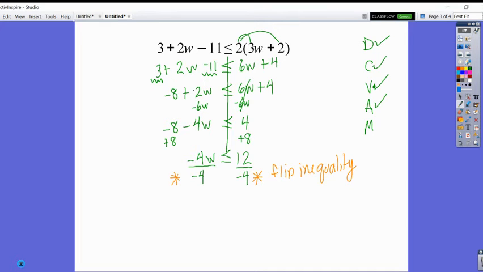So as you write your final solution, W is isolated after the coefficient cancels. Instead of a less than or equal to symbol, we now have changed to a greater than or equal to symbol. And do the math. 12 divided by -4 gives us -3. Here's our solution. We're now able to graph this on a number line.